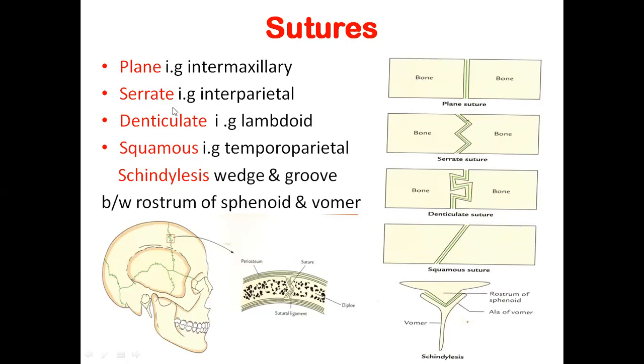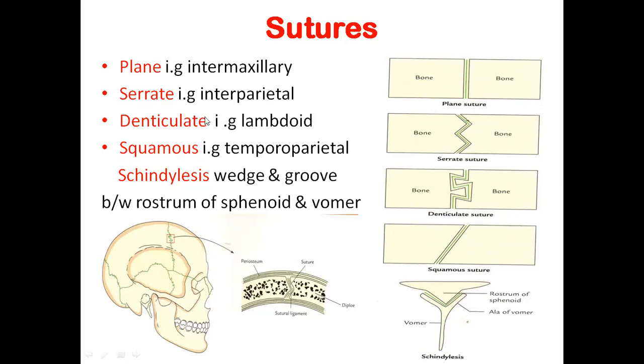The second one is the serrated. Serrated means like the teeth of a saw. So here the bones are united with a suture that is serrated. An example of this type of suture is the interparietal, that is between the two parietal bones. So the interparietal joint has a suture type of joint.